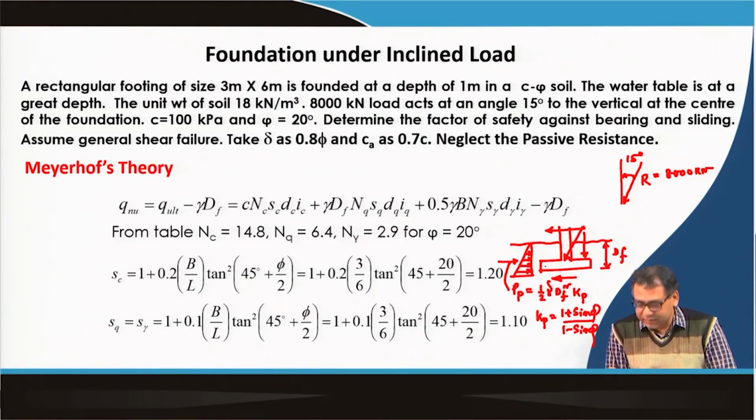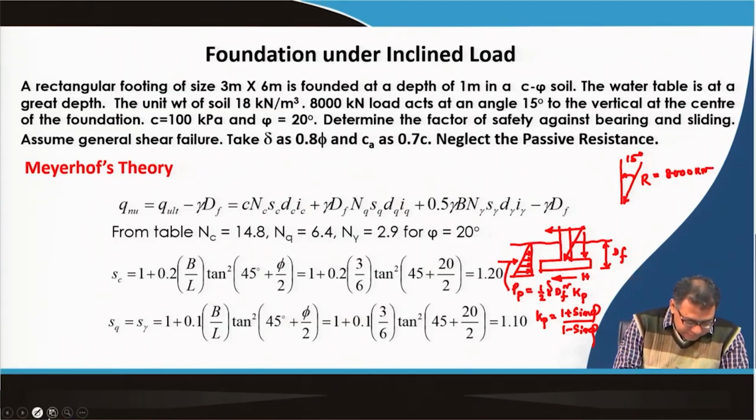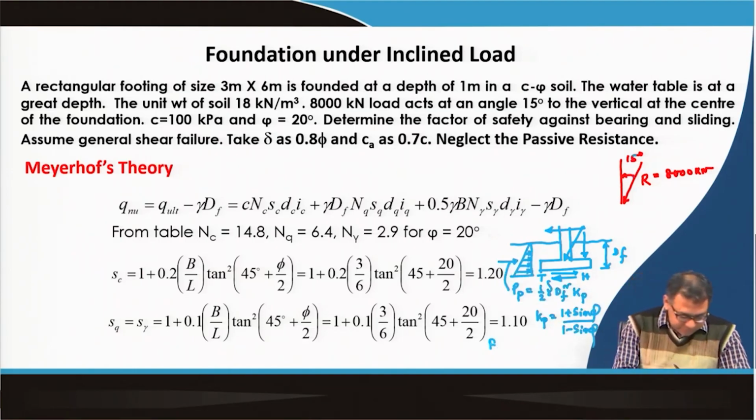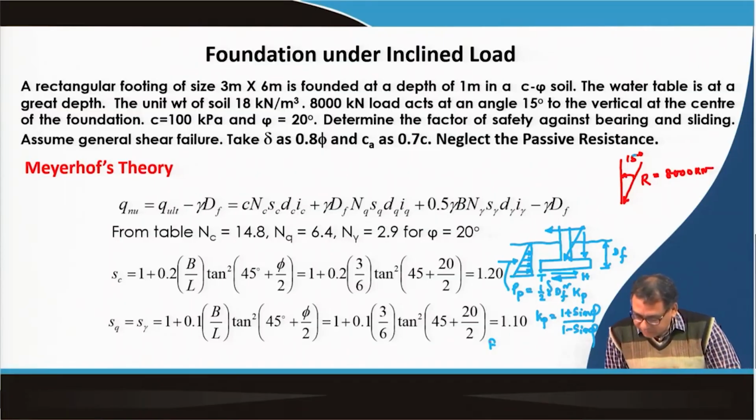So, this soil is given. This is P p, this is H. And then you will get another shear resistance along this line, say T. So finally, the net force or the shear resistance is that. That means your factor of safety will be equal to T plus P p divided by H.